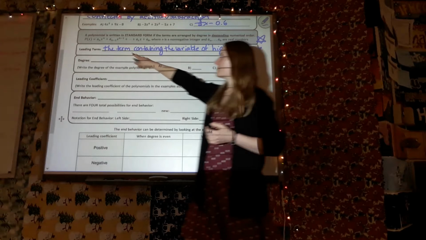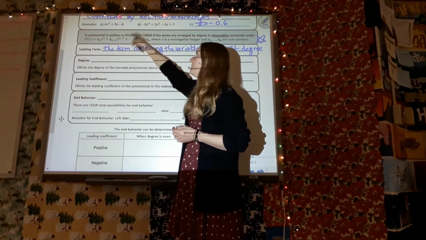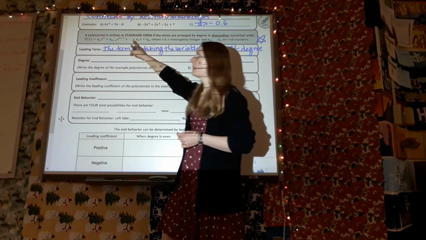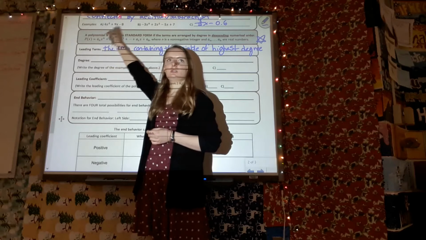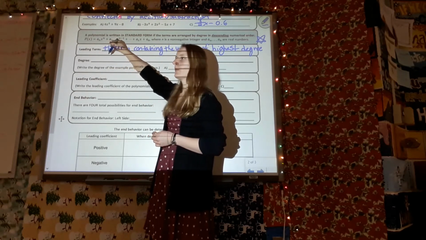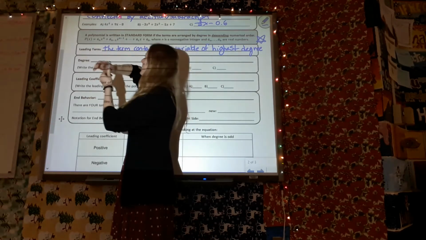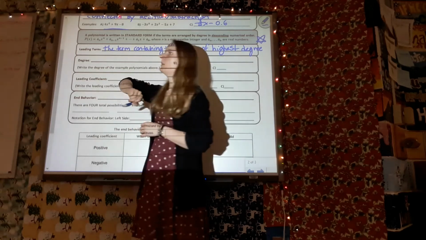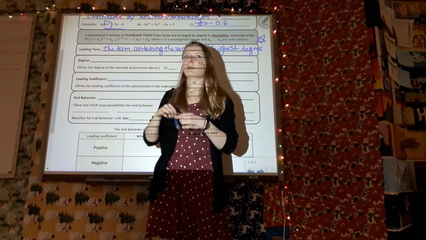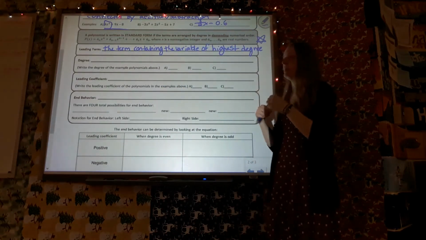So for example, if I was looking at this one up here, the 4x squared plus 9x minus 8, which exponent is highest there? Which of these has the highest exponent? In this function, oh, the four. This one right here, right? Yeah. So this would be considered the leading term. Whichever piece has the highest exponent, that entire piece, that term is called the leading term.